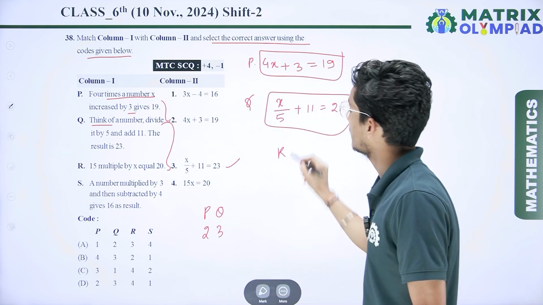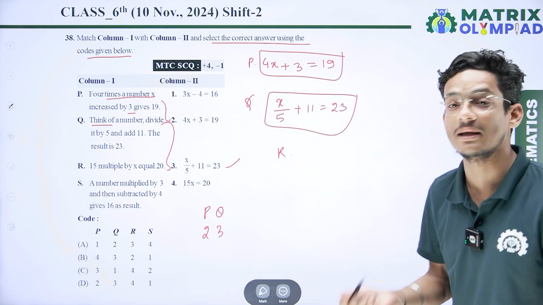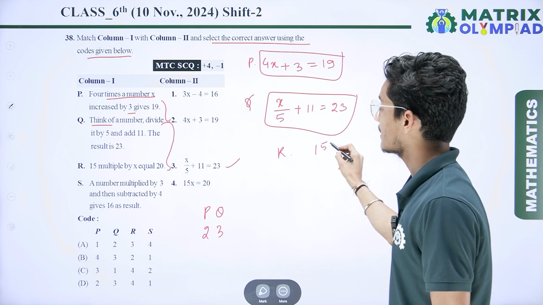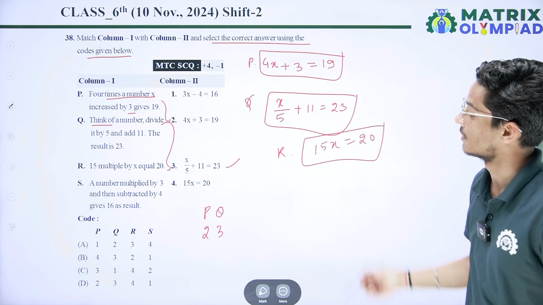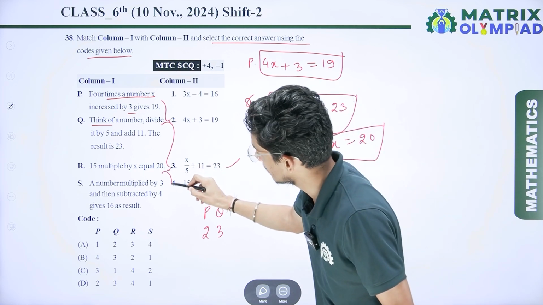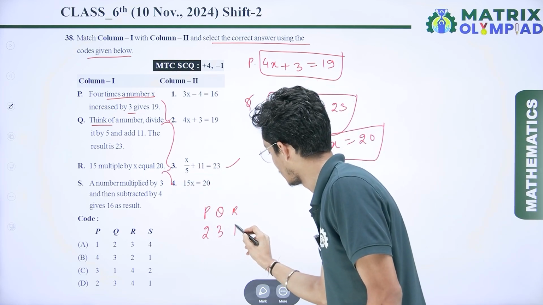If I talk about R, that is 15 multiplied by x. So 15 multiplied by x is equal to 20. So I write here 15x equals 20. It means R is connected to 4. So here R is connected to 4.